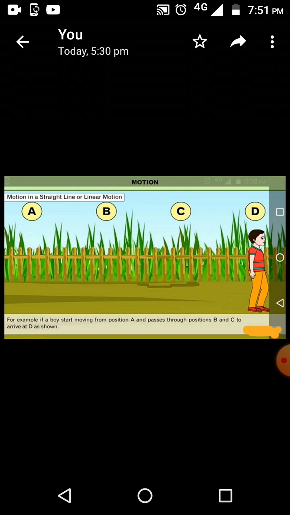If a boy starts moving from position A and passes through positions B and C to arrive at D as shown. Since the path from A to D is a straight line, the motion of the boy is said to be straight line or linear.